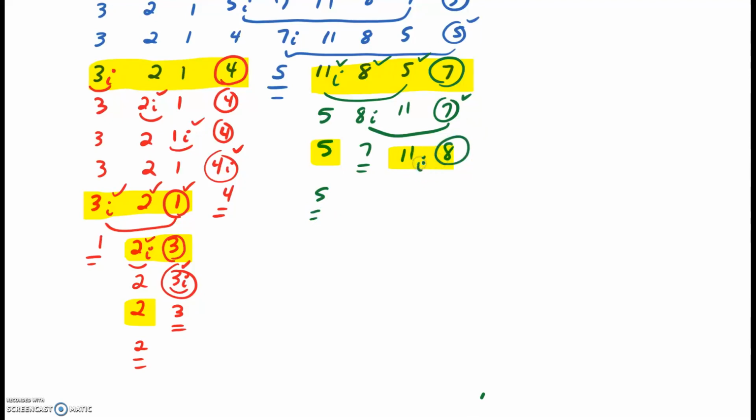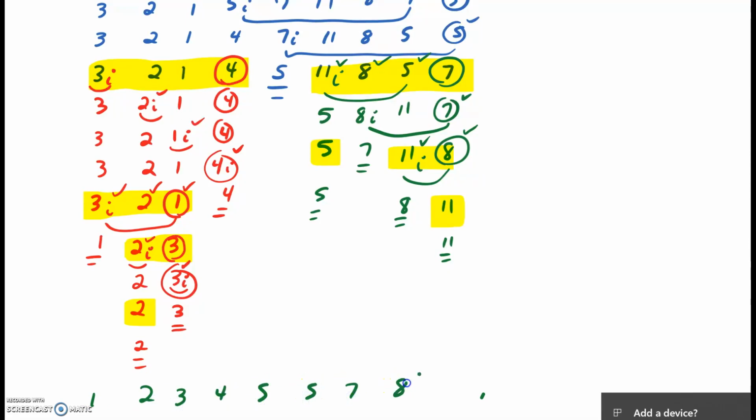So there's my pivot. Is 11 smaller than 8? Nope. So now I'm on 8. Swap with I. The 8 is done. And I have a single element array, which is now done. So I have my finally sorted array: 1, 2, 3, 4, 5, 5, 7, 8, and 11.